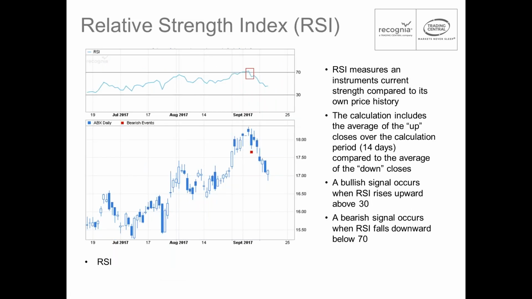I'll do one more, which is relative strength, or RSI. RSI basically measures the strength of an instrument compared to its own price history. And the calculation basically is the number of up closes over the calculation period compared to the number of down closes. So a bullish signal occurs when the RSI crosses upward above 30, and a bearish signal occurs when the RSI crosses downward below 70.